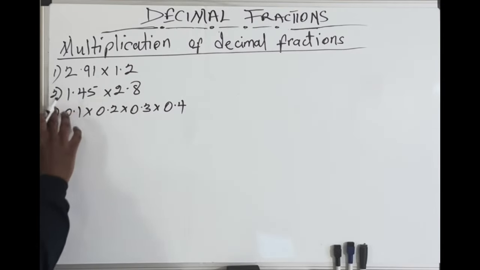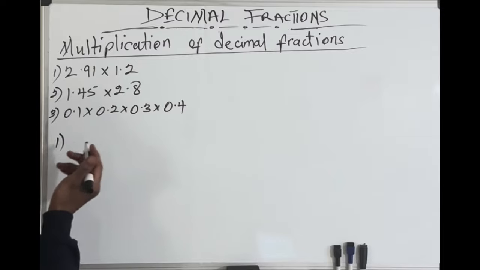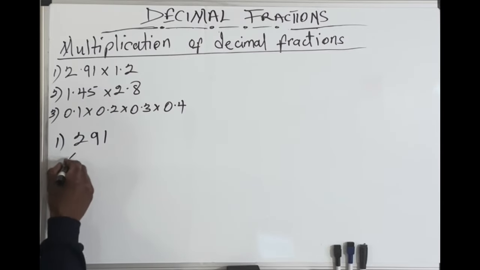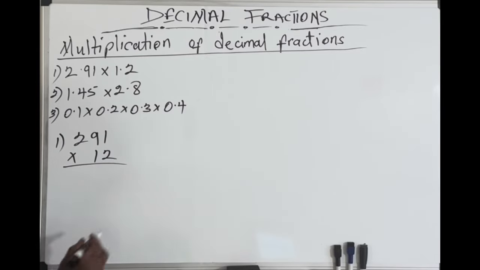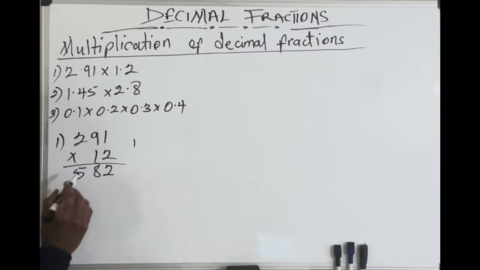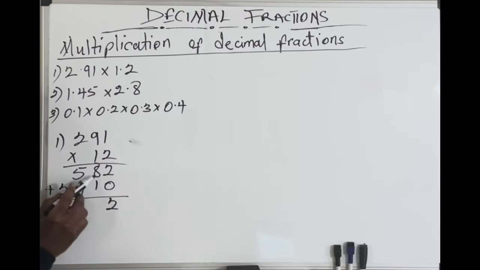So the first one, we are saying that you can just ignore the decimal and then just multiply in the normal way. So 291 times 12. Let's go at 2 and 2. So 2 times 1 is 2, 2 times 9 is 18, 8, and then 2 times 2 is 4, then 5. Then 1 times 1 is 1, 9, 2. Then we add them. We bring 0 here. 9.